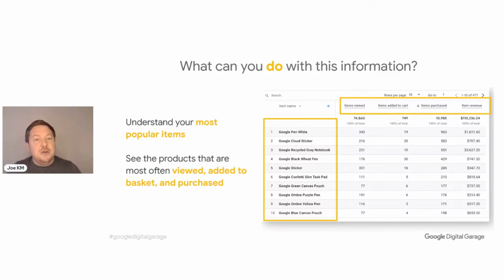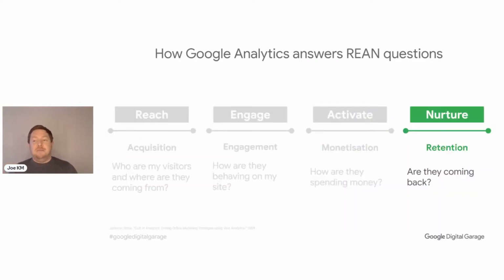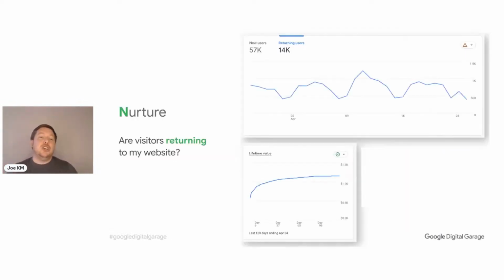Because you can see here, Google Recycle Grey Notebooks sell 3,600, but more people view the Google Pen. Doesn't mean it's selling more. Doesn't mean it's making more revenue. So looking into these means you can start to pull out this information. Last of all, we're going to dig into nurture.